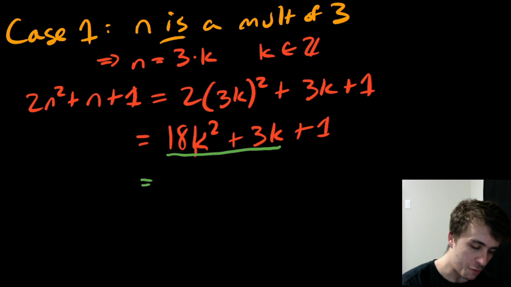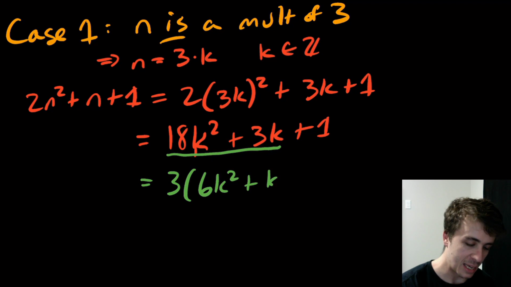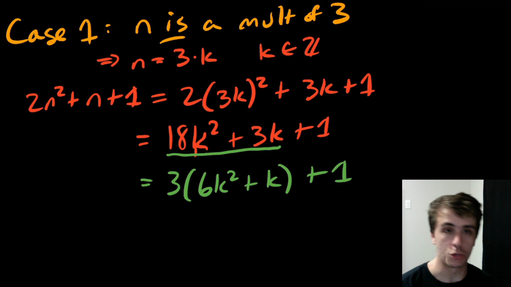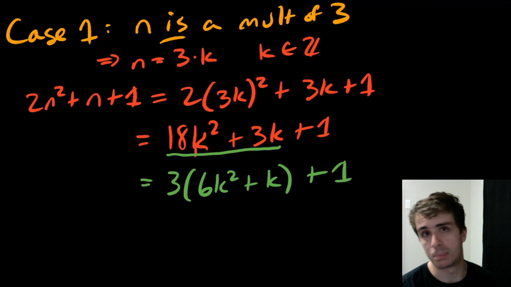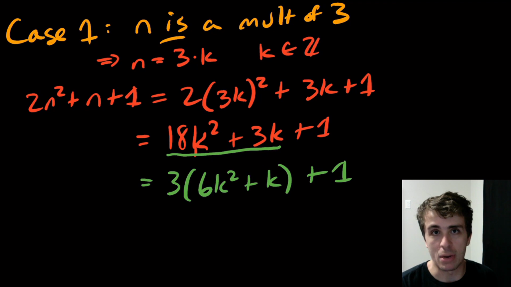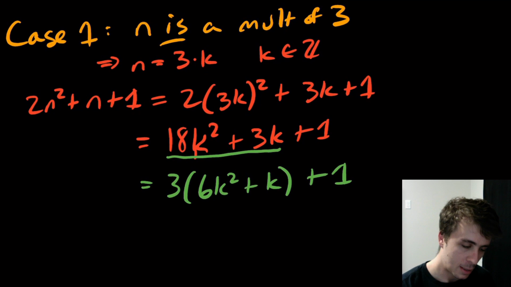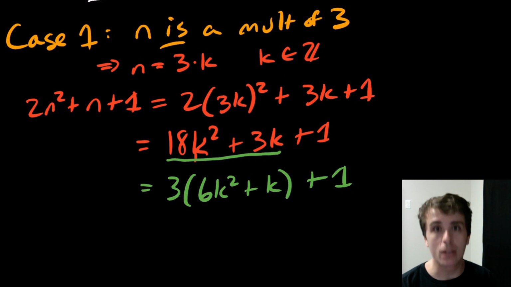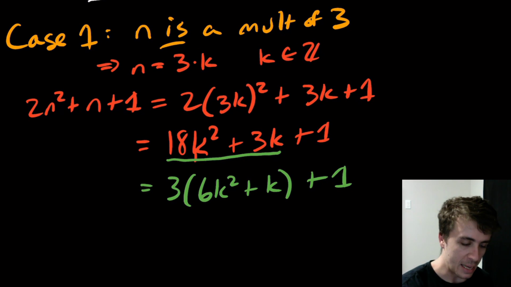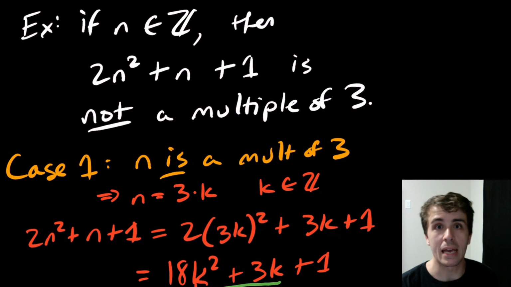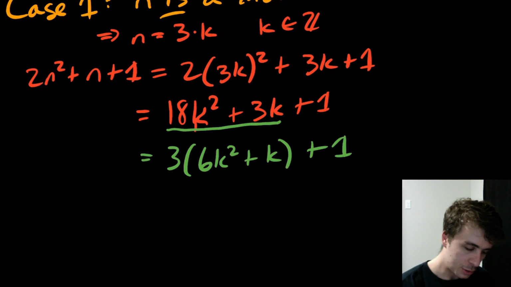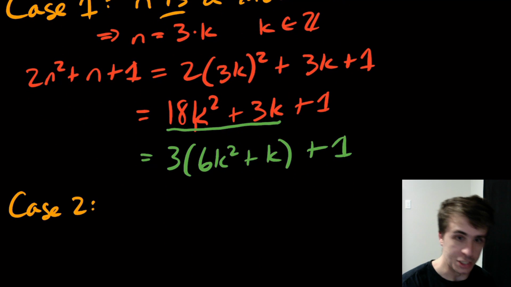So we can actually factor the 3 out of the first part: 3 times (6k squared plus k), and then the whole thing plus 1. That shows it's not a multiple of 3, because if it were, I could move this 1 inside, but I can't divide 1 by 3. Therefore this particular case shows that the statement is true. But we haven't considered all cases, we just considered one case. So let's do the other possible cases.